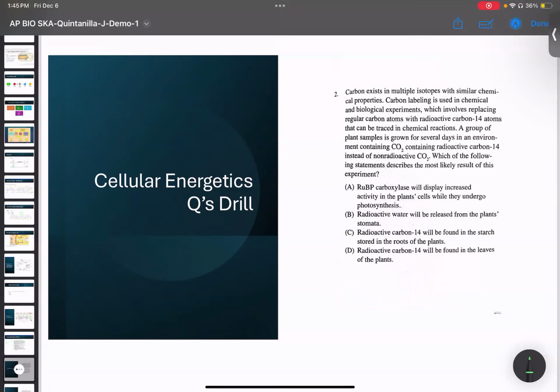So let's talk. Rubisco carboxylase will display increased activity in the plant cell while they undergo photosynthesis.